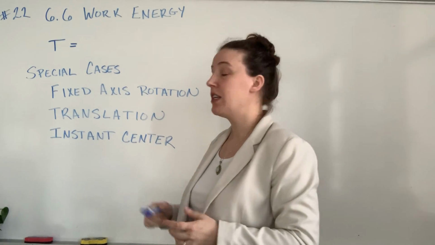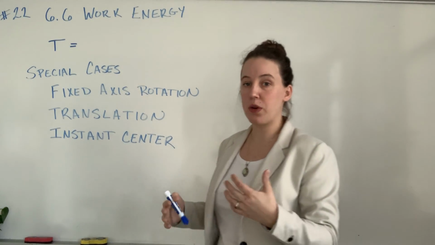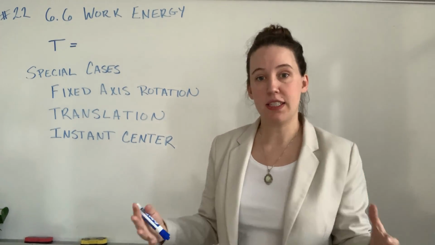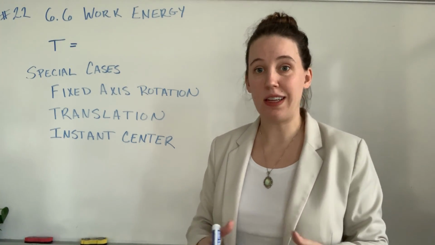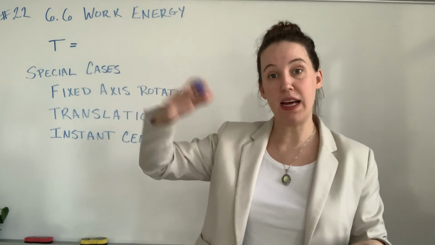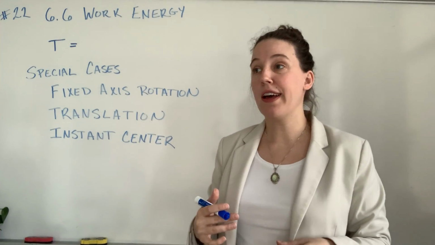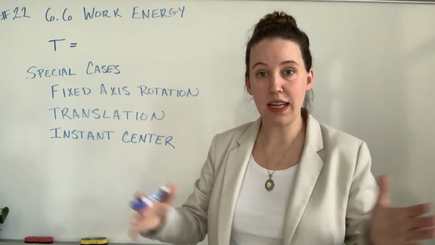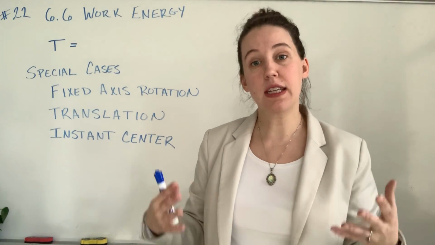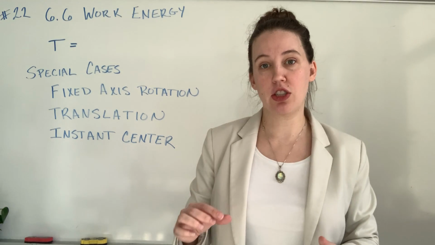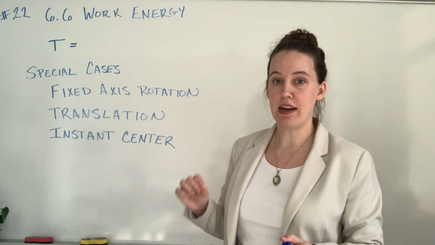6.6, work energy. So typically when we're thinking about work energy for rigid bodies now, the gravitational potential energy doesn't change, right? It's wherever the center of mass is. And like work done against springs, that doesn't change. The work done against other types of forces, that's all the same. But the only thing that does change now is the kinetic energy.